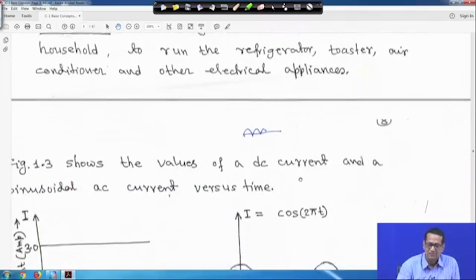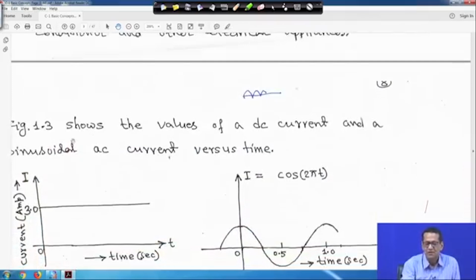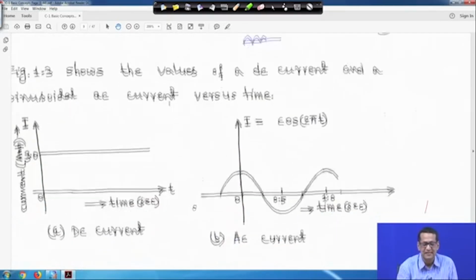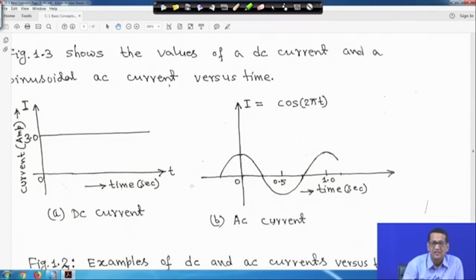So, figure 1.3 actually shows the values of a DC current and a sinusoidal AC current. In this case this is understandable, this is sinusoidal, a little bit of the portion has been cut, but this is sinusoidal and this is figure 1.3. This is a DC current, this is current, this is time in seconds, and it is constant. Suppose the DC current is 3 ampere, it is constant, whereas this is periodically changing from plus to minus.